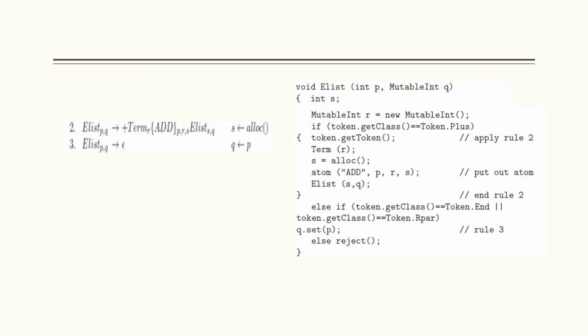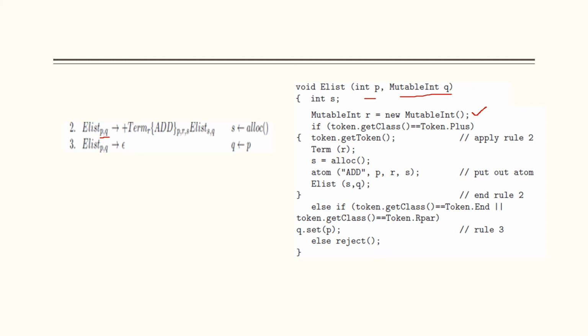Okay, another example here to write this recursive descent for rules number 2 and rules number 3. Okay, we start with ELIST. There are 2 parameters here, P and Q. So you write integer P and a mutable integer Q. Okay, so this is the object reference. So then you call the object and you get the class. This is to read the input.